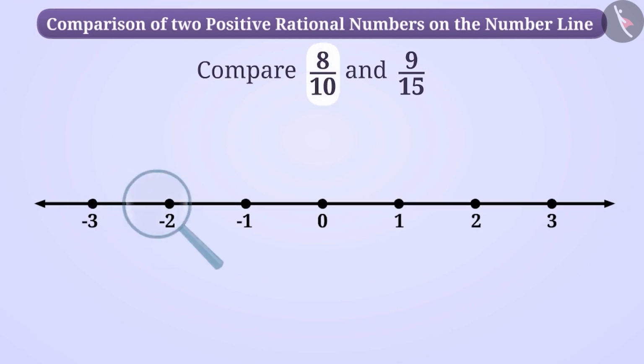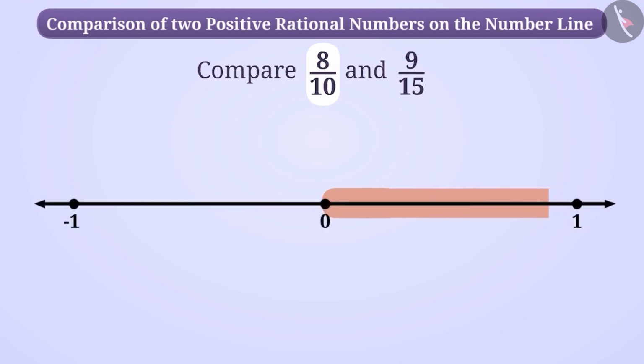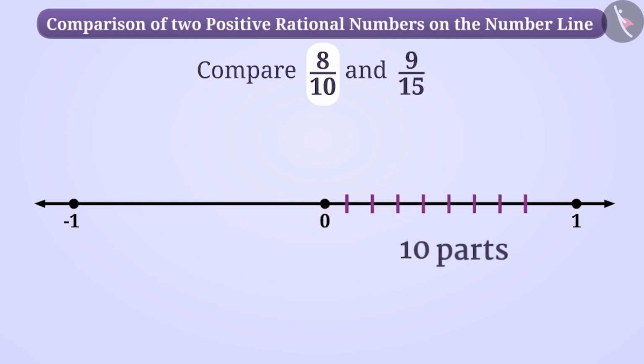Can you tell the two numbers between which 8/10 would lie on a number line? Think for a while. You are right. In 8/10, since the numerator 8 is smaller than the denominator 10, 8/10 will lie in between 0 and 1 on the number line. To find the exact position of 8/10, we will divide the distance between 0 and 1 into 10 equal parts, and by taking out 8 parts, we mark 8/10.